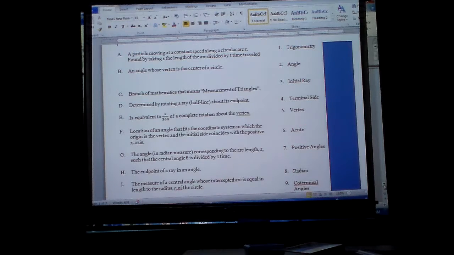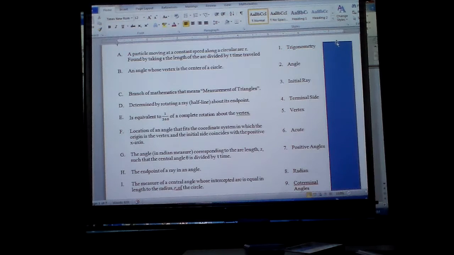we can start with the left side, like a particle moving at a constant speed along a circular arc R, found by taking S, the length of the arc, divided by t, time traveled. Well, I know that's linear speed, and you notice that's not particularly up there, so I know choice A is not even going to be used. So you can mark A out.